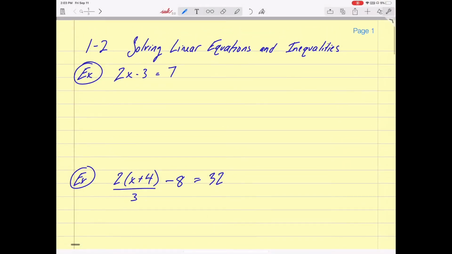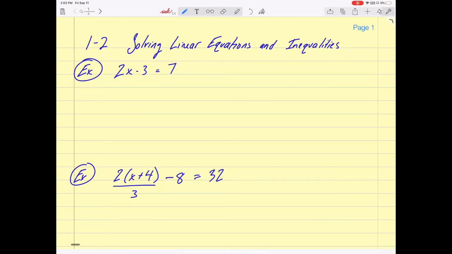Okay, today we're going to look at section 1-2 from your textbook, which can be found on the Envision website. And this is called Solving Linear Equations and Inequalities. For the first example, we're just going to start out with something that you've done before. In previous years, you've been introduced to two-step equations, and what you're going to do is the inverse operation to solve for x.